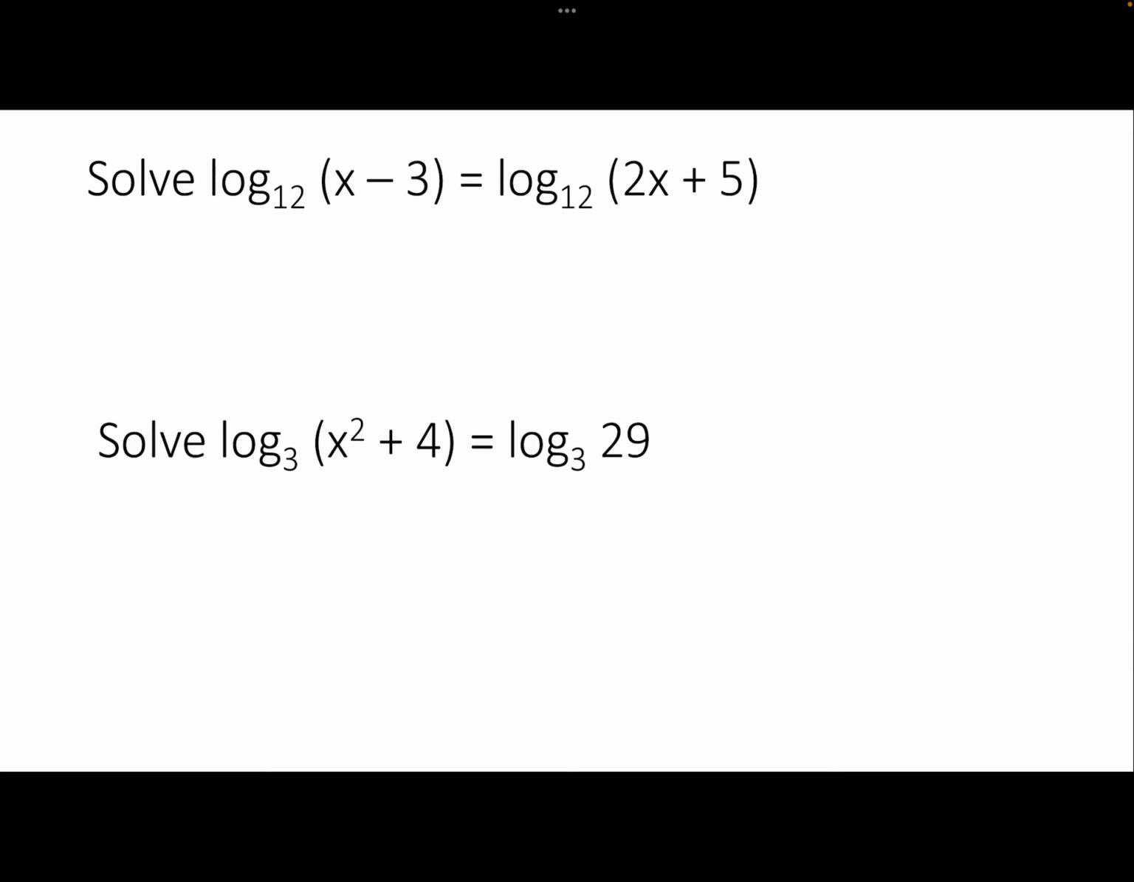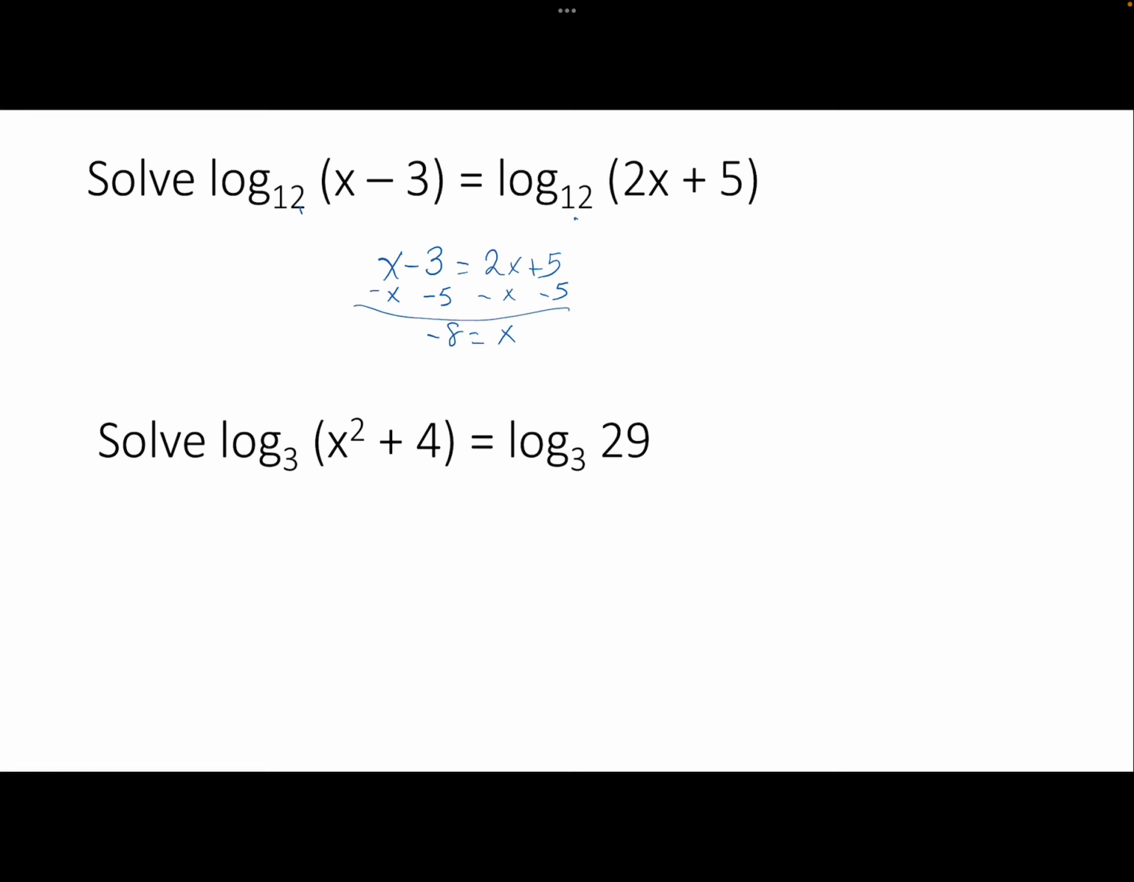All right, so the last thought is how to solve something. Well, a moment ago we said if the log base a of x is equal to the log base a of y, then x has to be equal to y. So since the log base 12 of x minus 3 is equal to the log base 12 of 2x plus 5, then x minus 3 should be equal to 2x plus 5. Solving this, we'll subtract x from both sides, and we get x. Subtracting 5 from both sides, we get negative 8.